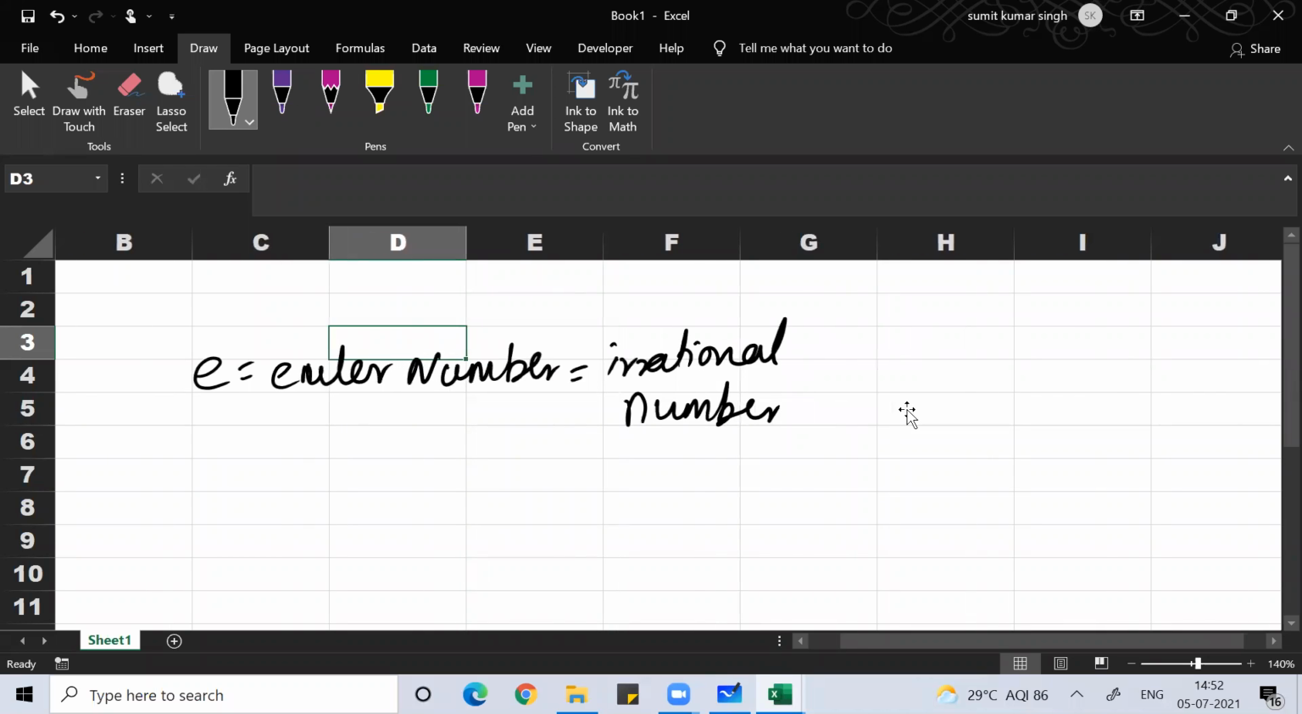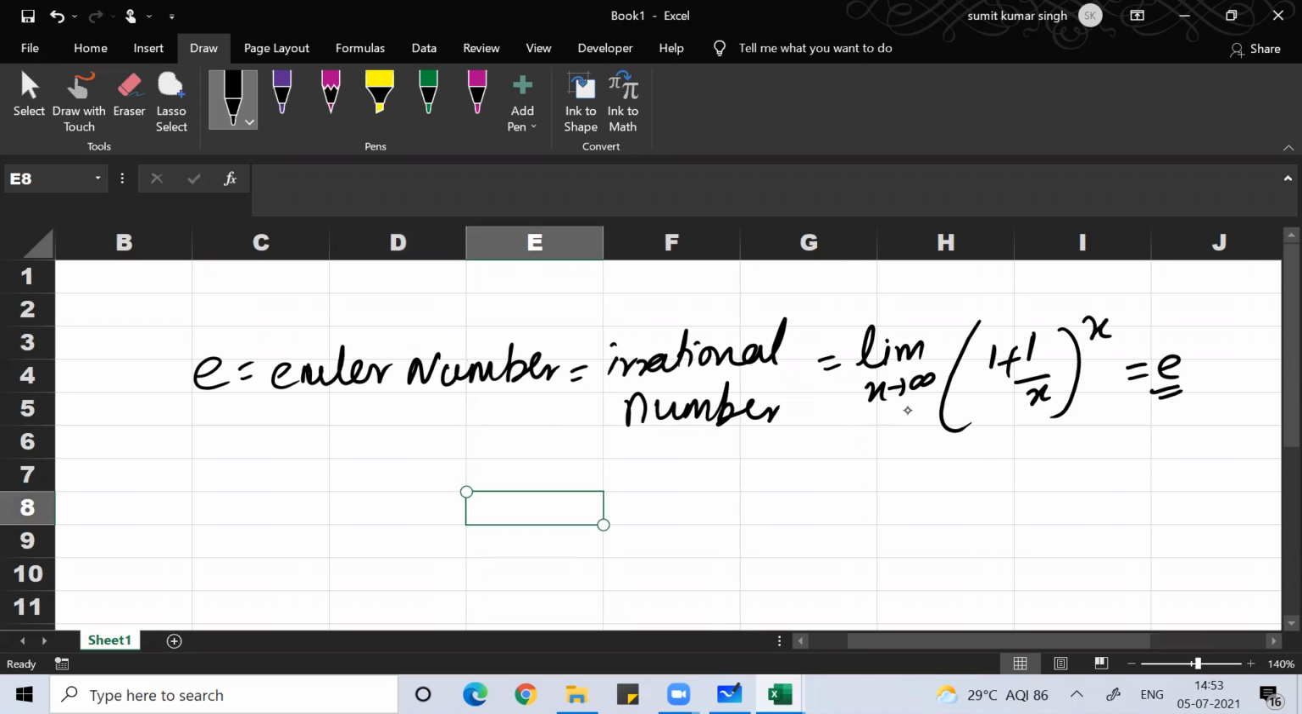You will get the value of e when you follow the formula: limit of x tends to infinity (1 + 1/x)^x. This will give you a constant like pi, which we call e. It's the inverse of log e, the natural logarithm. The inverse of that is e.